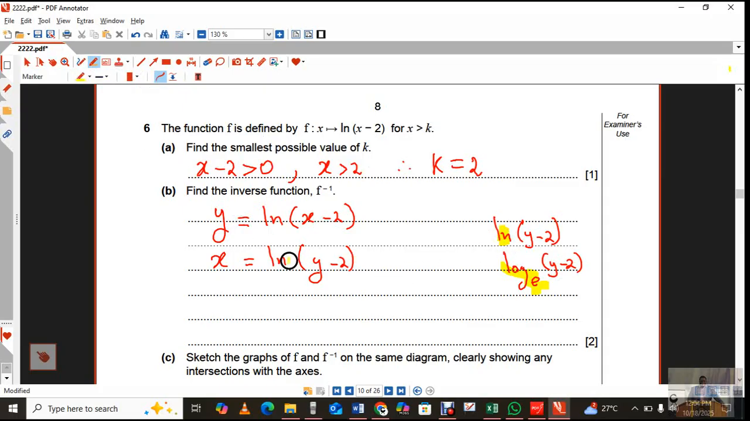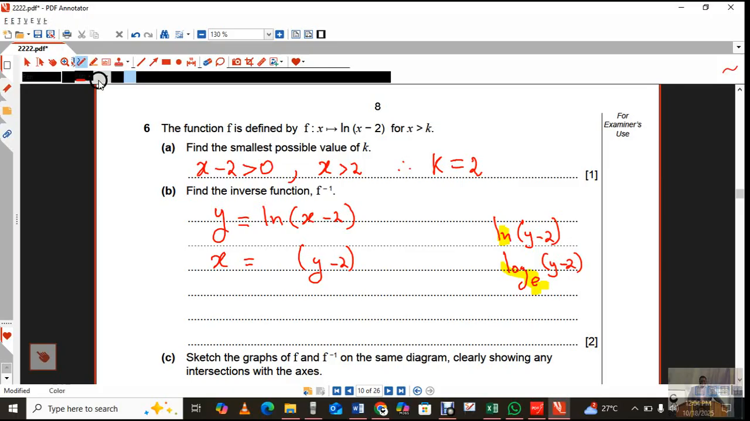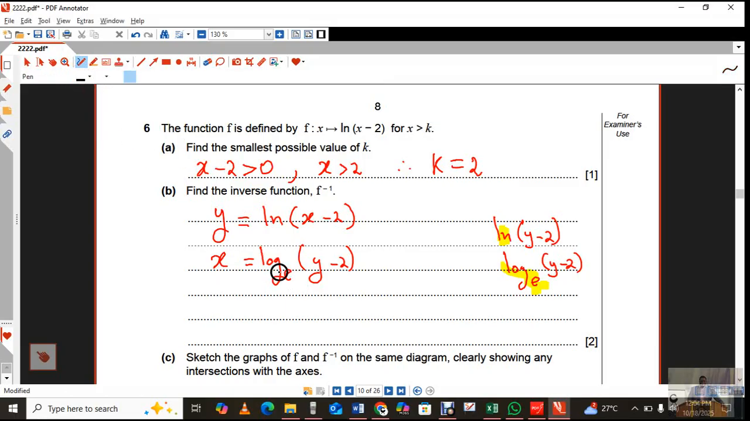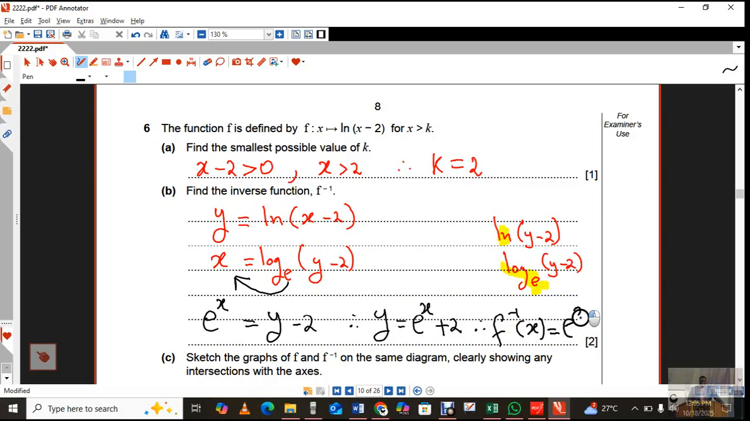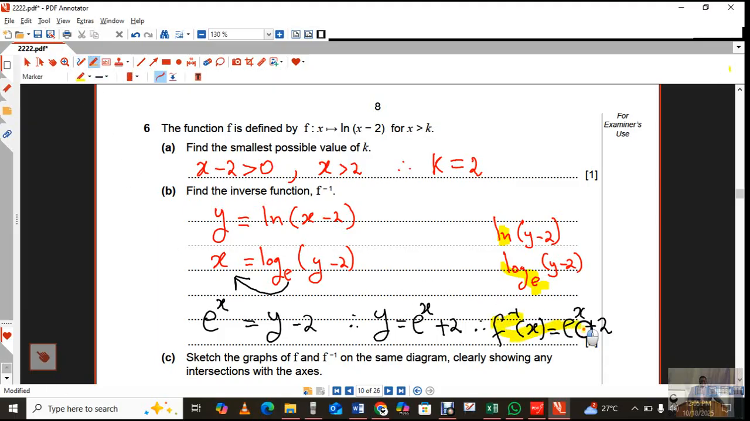So why does that matter? Maybe I should just remove this ln notation and replace it with log base e, so that I can change this from log form to exponential form. That is going to be e raised to the power of x equals y minus 2. Then y is going to be e raised to the power of x plus 2. But we are not looking for y, we are looking for the inverse. Then the inverse is going to be e to the power x plus 2. And surely you now understand that this is the answer. You don't leave your answer in terms of y.